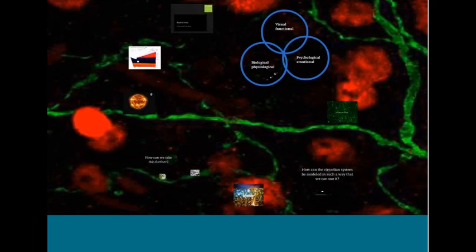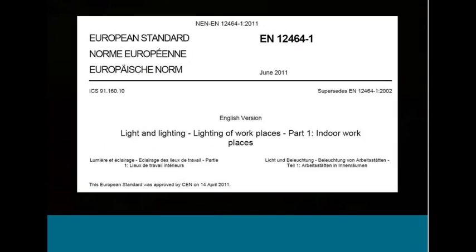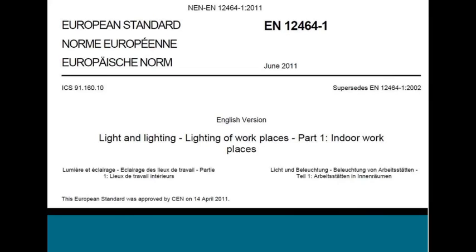Okay, so we just had a look at a couple of the key things around fundamental research. So the point is then, how can the circadian system be modeled in such a way that we can use it? Not an easy question to answer. There have been a number of attempts, which we'll mention in a second. But if you look at the current lighting recommendations for workplaces, you don't get much help. There is no reference in there at all to the non-image forming role of light.